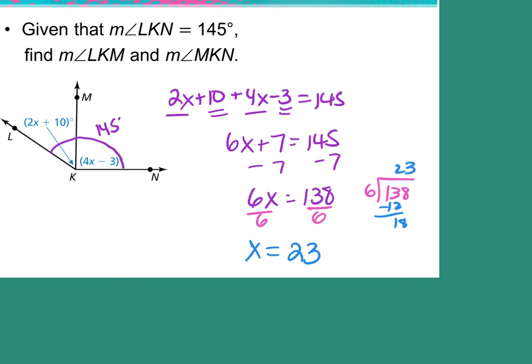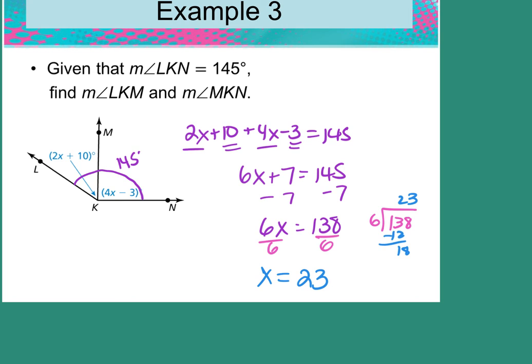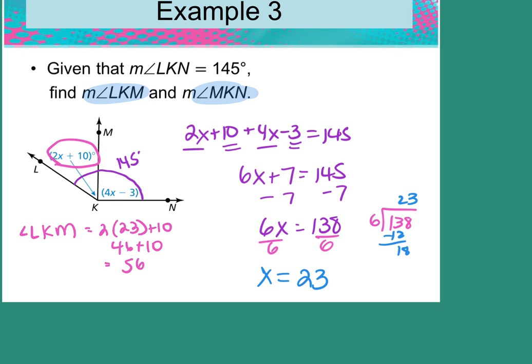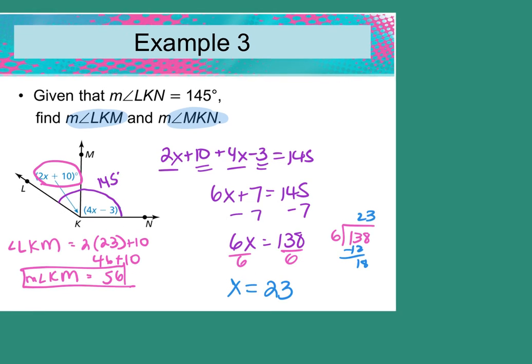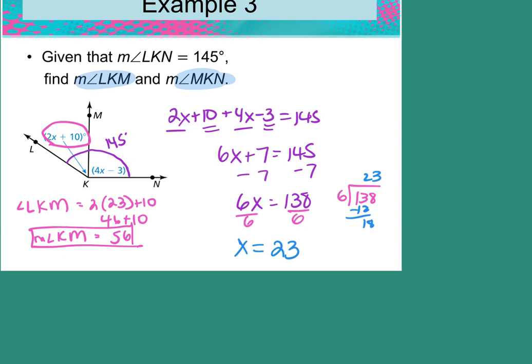So that's my x, right? But what's it asking for? The actual angles. So I've got to substitute it back in. Good. If I want to find LKM first, that's the one on the left here. This would be 2 times 23 plus 10. 46 plus 10, which is 56. And if I wanted to find the other angle, what's one way to do it? Substitute it back in. So MKN would be 4 times 23 minus 3.